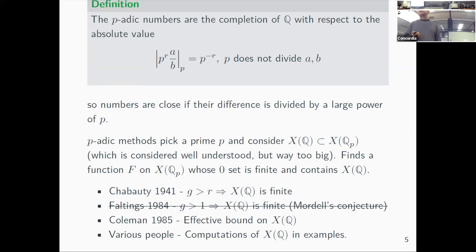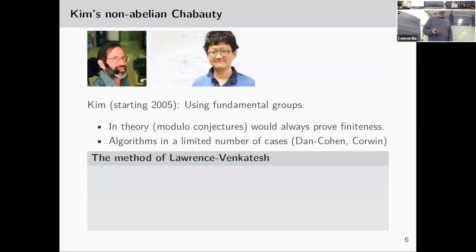Coleman actually shows that the method of Chabauty gives very good effective bounds on X(Q). So in many cases, the bounds that are provided by Chabauty's method are just sharp. So all the points are accounted for by this method. And various people have done computations using this Chabauty method. It's too long a list to actually do. Okay. So now there's Kim's non-abelian Chabauty.